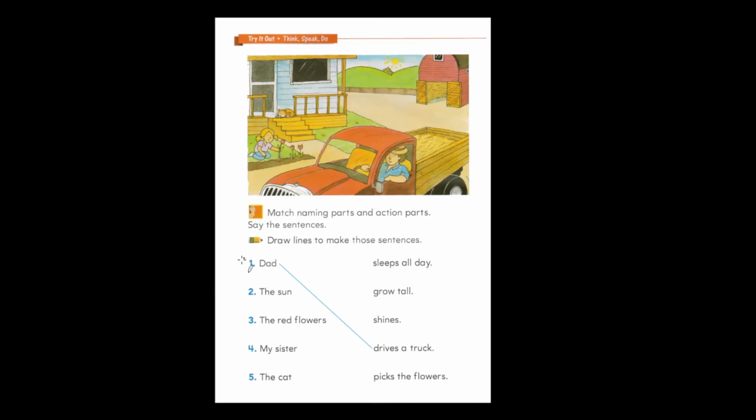So right here are all of our naming parts, okay? And that means these are going to be the subjects of our sentence. And over here are all of the action parts of the sentence. And we have to match these up. And we could see right here, this says dad, and it matches to drives a truck. What is dad doing? He's driving the truck. And that's number 1 right there.